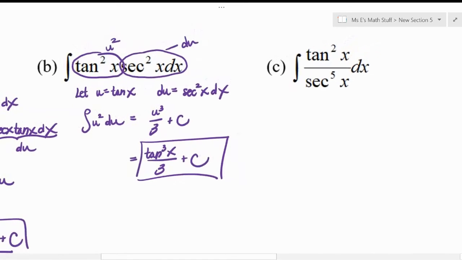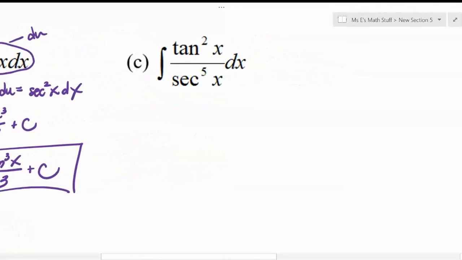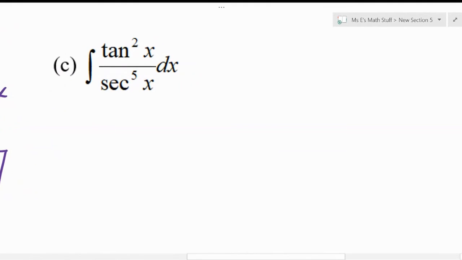Okay, so that one fell into our laps pretty easily. Now for part C, I would dedicate part C to if all else fails, just turn everything into sine and cosine. But you wouldn't want to do that all the time. If you look at the other problems, that wouldn't especially have been a great idea. But let's see what happens if we do it with this one.